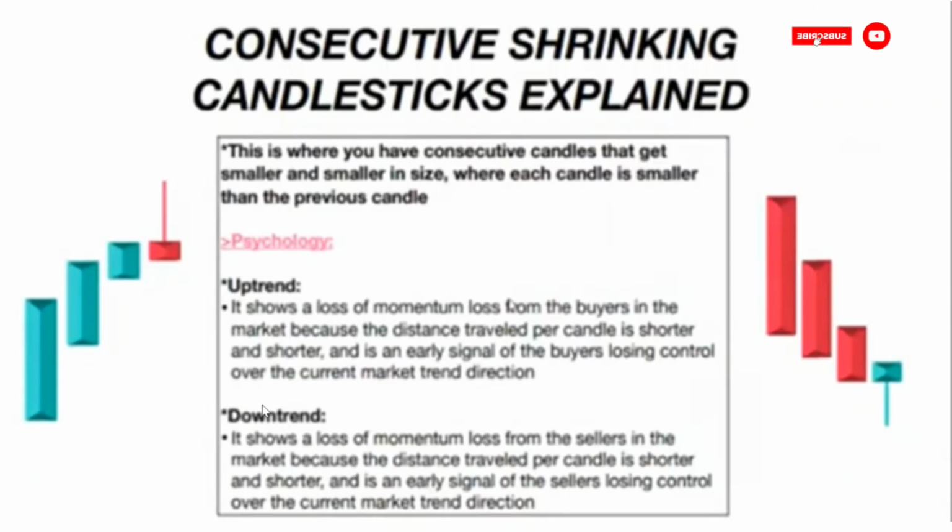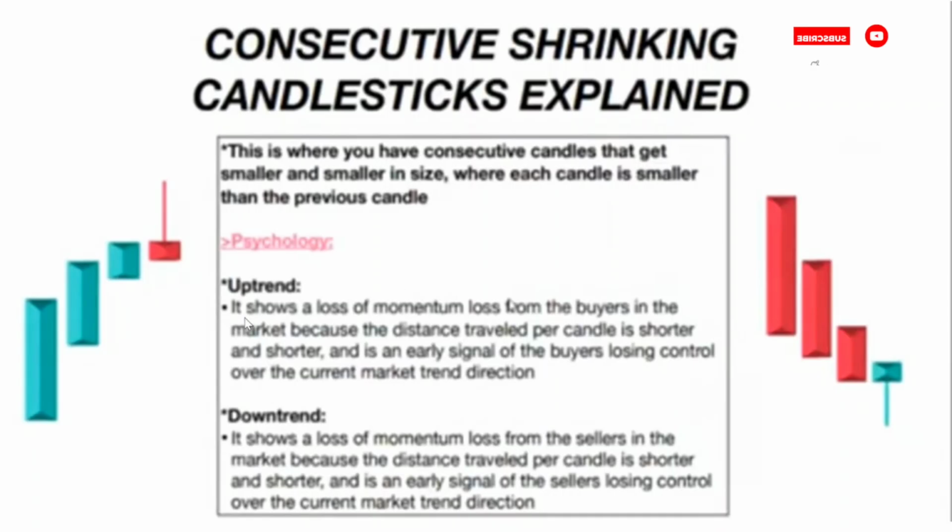So the downtrend shows a loss of momentum from the sellers in the market, because the distance traveled per candle is shorter and shorter, and is an early signal of the sellers losing control over the current market trend.